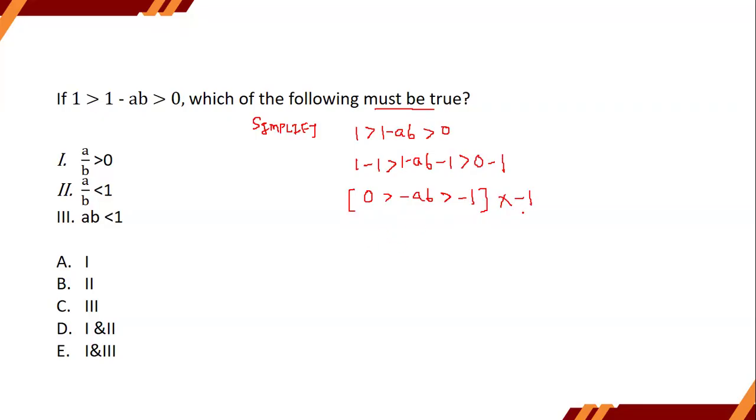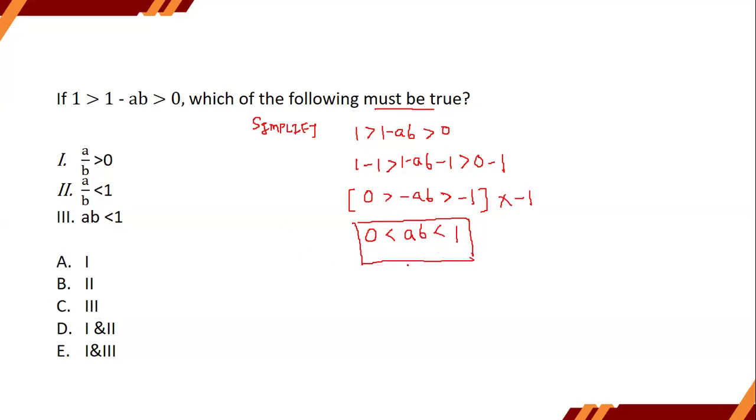So when we multiply this, what happens here? 0. Now, as we are multiplying with a negative number, the sign of the inequality flips. So greater than will become less than, and this is AB. Again less than, and this is plus 1. So what we are able to derive from what was given in the question is that the product of A and B lies between 0 and 1.